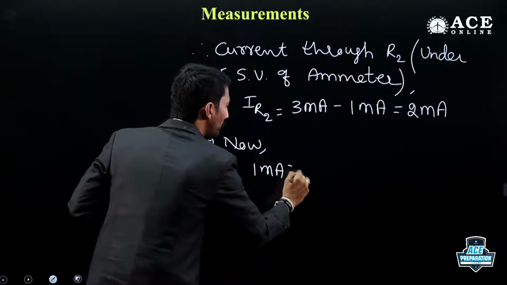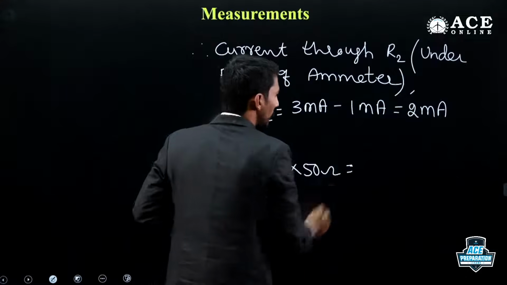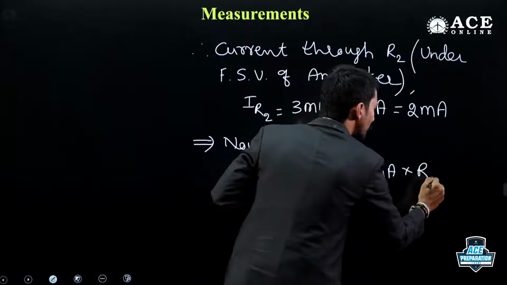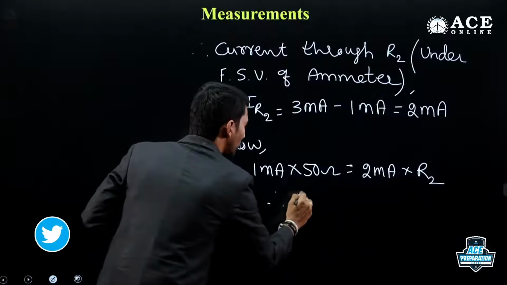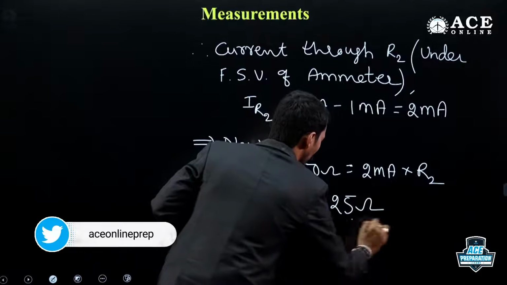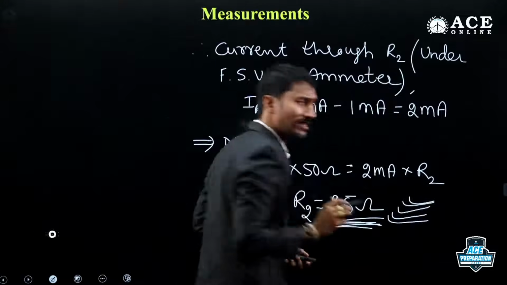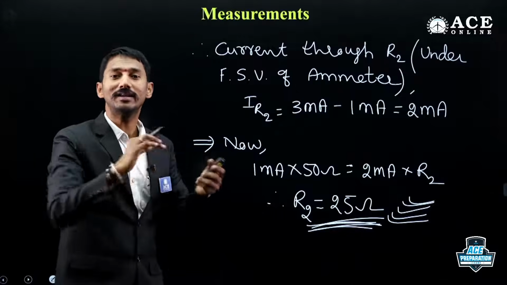1 milliampere into 50 ohm is equal to 2 milliampere into resistance R2. Simple. Therefore, R2 is equal to how much value? 25 ohm. Clear? Right. See, the moment the word ohm meter is seen, many people are not touching that point.